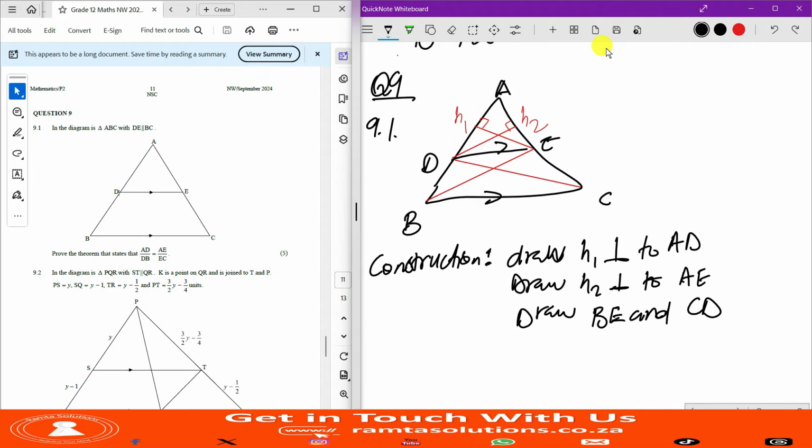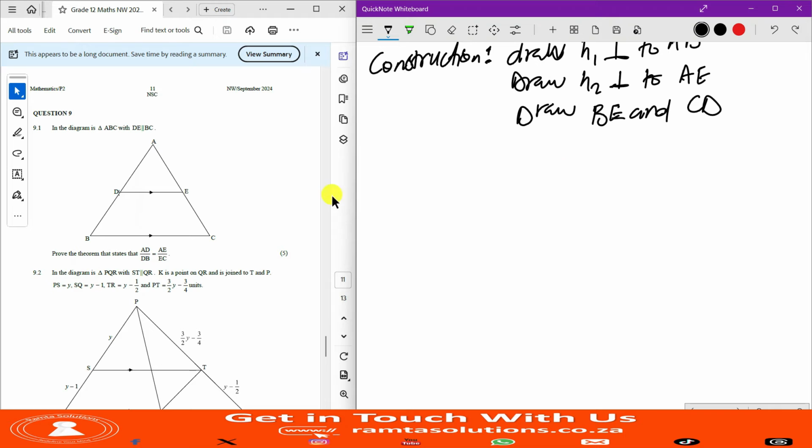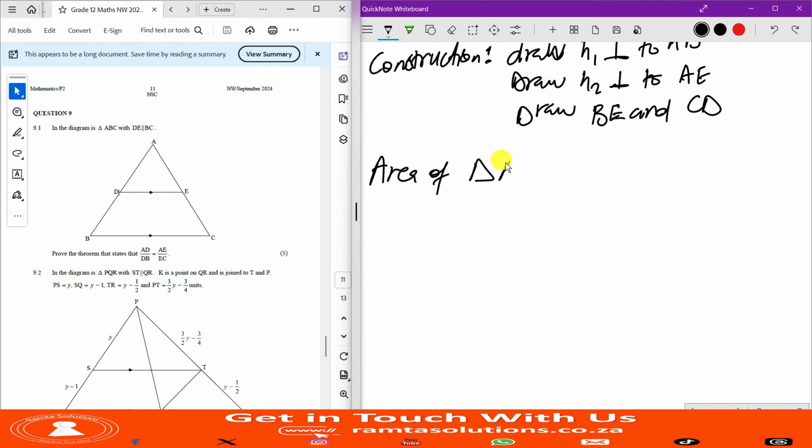Having done that, this is what you need to do in your answer sheet. This triangle will be given. You just need to add these lines. Perfect. So now I will take the area of triangle ADE over the area of triangle BDE.